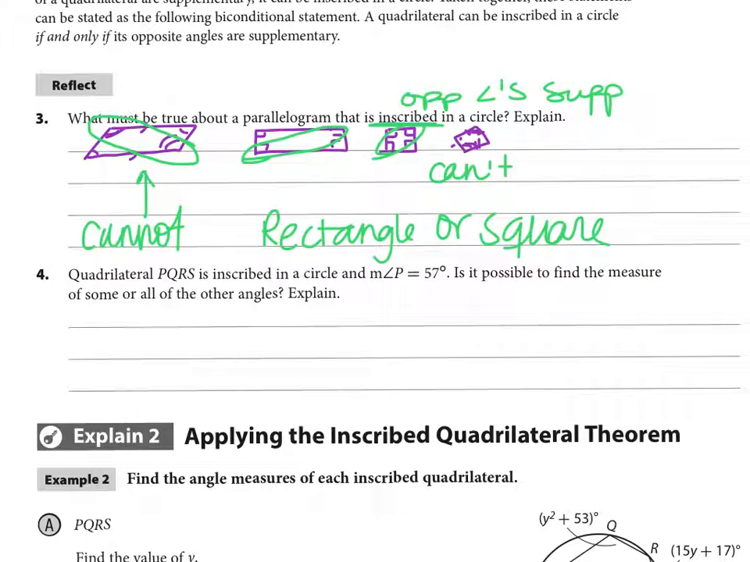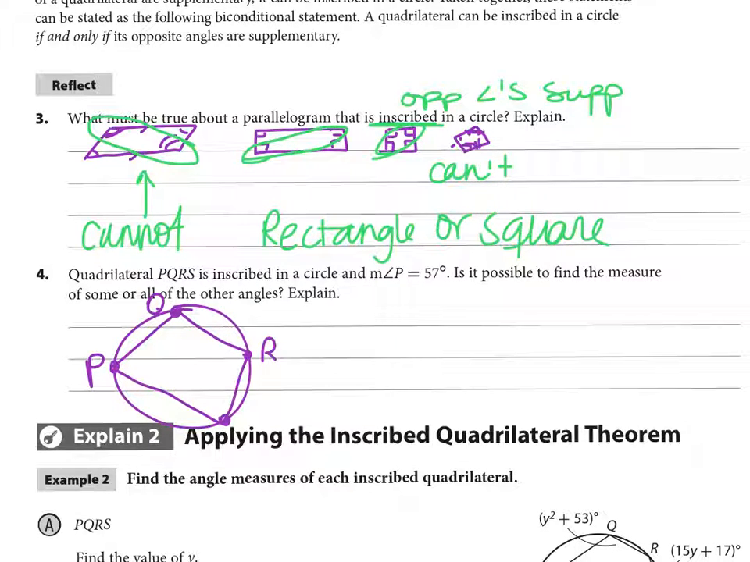All right, question 4 says, some quadrilateral, PQRS, is inscribed in a circle, and the measure of angle P is 57. Is it possible to find the measure of some or all of the other angles? Well, they name quadrilaterals in order, so PQRS, and I'm just making up where these are, PQRS. That is named in order.